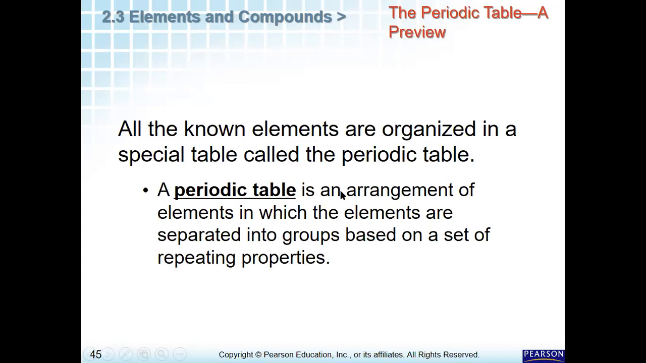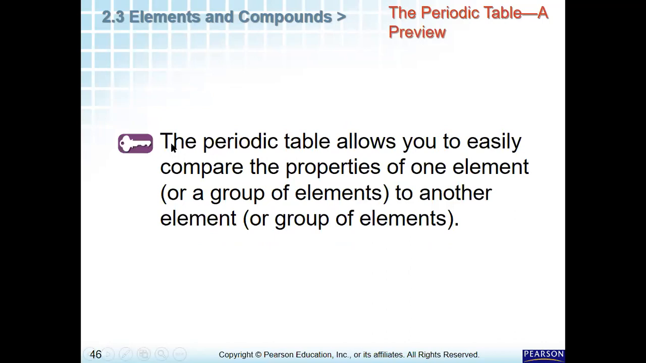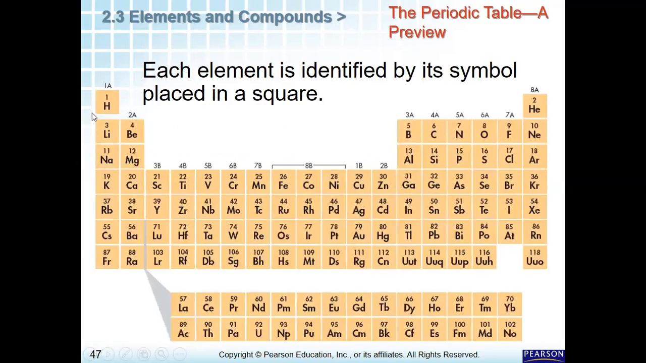The periodic table is an arrangement of elements in which elements are separated into groups based on a set of repeating properties. So the periodic table allows you to easily compare the properties of one element or one group of elements that have the same properties with another element or another group of elements that have the same properties. So that's to differentiate between the two groups, or the two elements representing each group.